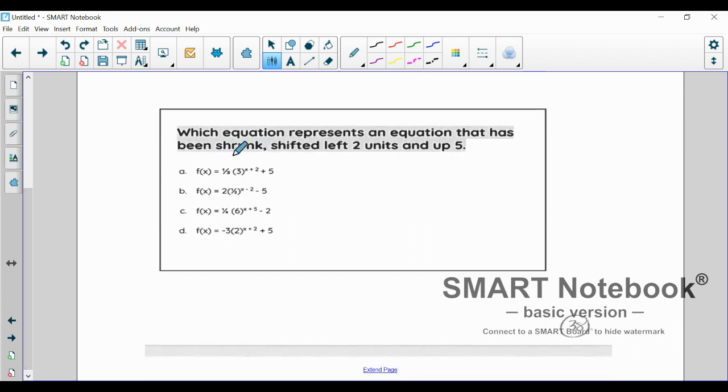So if we want something that's shrunk, shifted left, and up 2, shrunk means the number in front needs to be less than 1. So A needs to be less than 1. Left 2 means in the exponent, H needs to be 2. And up 5 means K needs to be +5. So that's this one. A is less than 1. In the exponent, we made it +2 to show it went left. And then outside, we did +5 to show that it went up 5.